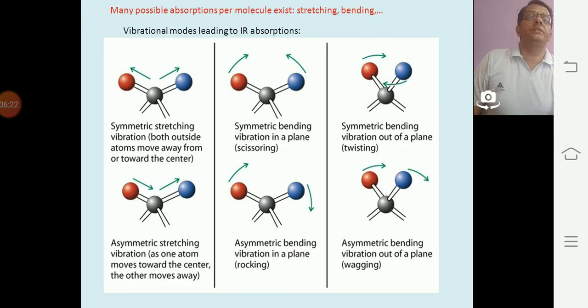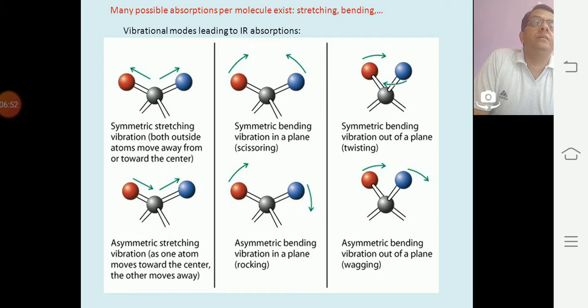Here is the representation of vibrational modes leading to IR absorption. On the extreme left is the symmetric stretching vibration, where both outside atoms move away from or towards the center. The next one is the asymmetric stretching vibration, where as one atom moves towards the center, the other moves away. And the rest four are bending.